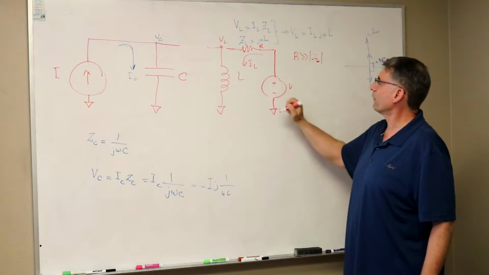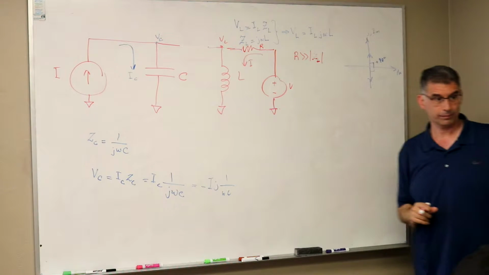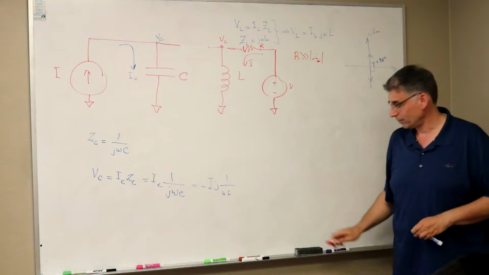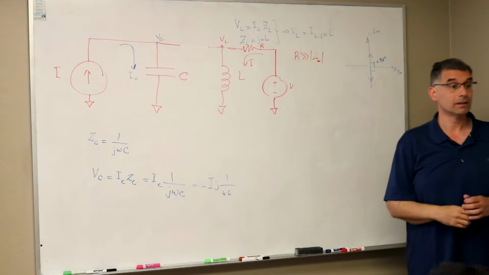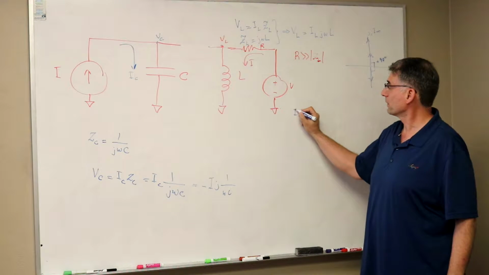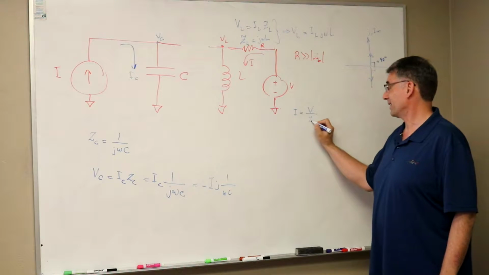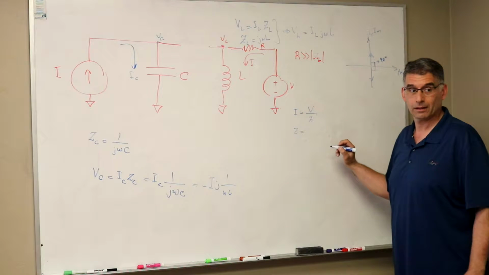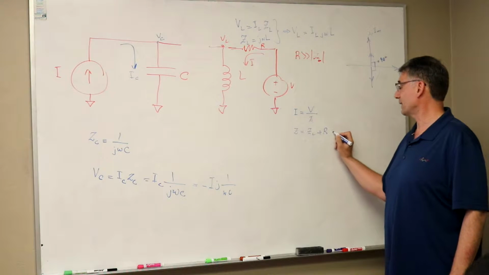So if I want to find the current going through this whole circuit, how would I find it? I have a voltage source, and I have an impedance. Ohm's law. So I would be equal to V over Z, where Z in this case is ZL plus R. Exactly, and ZL was?